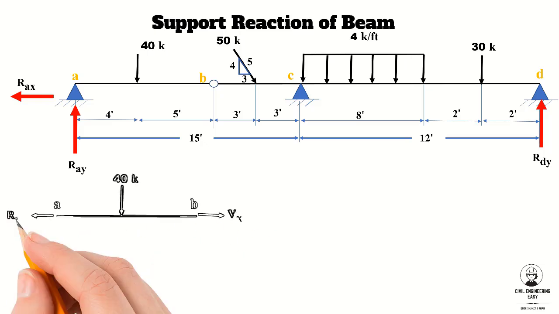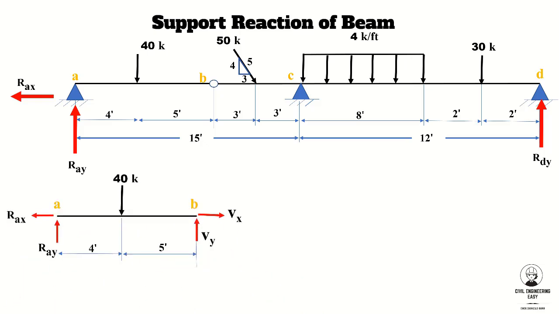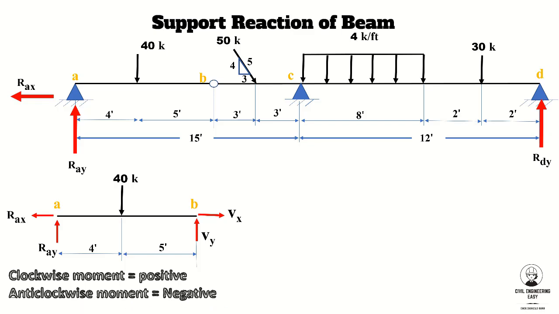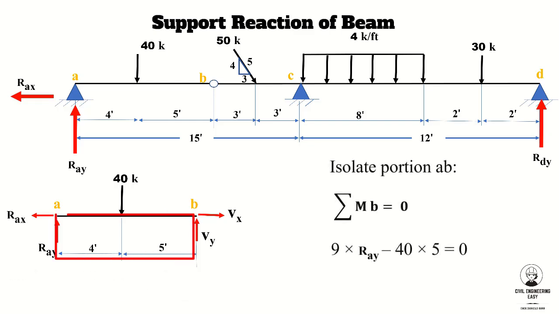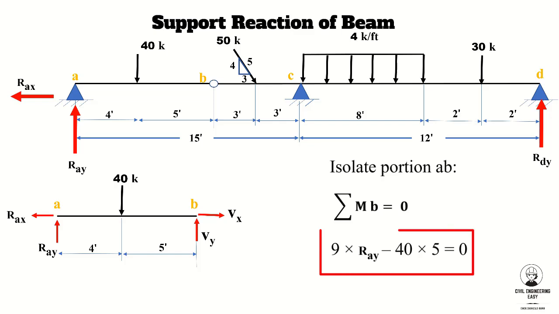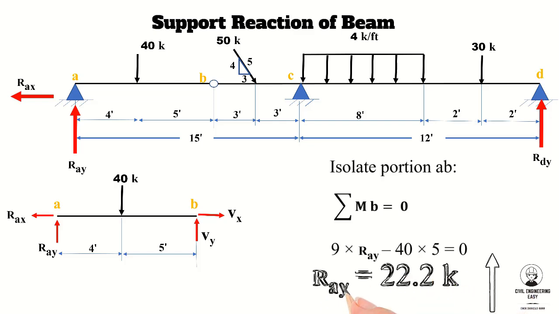Let's find out the support reactions of portion AB. Take the summation of all the moments at point B equal to 0. Consider a clockwise moment acting on the beam as positive and anti-clockwise as negative. So what will the moment equation look like? 9 multiplied by RAY, which is acting clockwise, minus 40 multiplied by 5, which is acting anti-clockwise, so consider it as negative. The summation of all these moments will be equal to 0. By calculation, we get RAY equal to 22.2 kips.